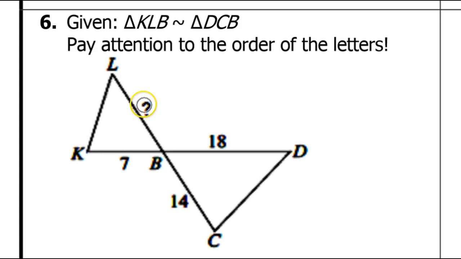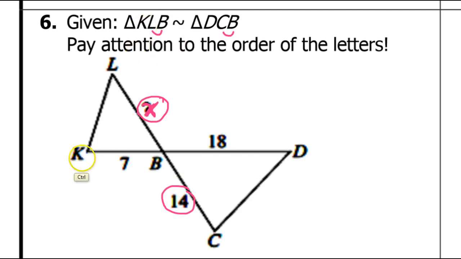Okay, so we are supposed to find the value of this question mark, which I'm going to rename as x, if I may. Okay, and we have the hint: pay attention to the order of the letters. We need to know which sides are corresponding. So let's see. X is the length of LB. So here's LB, and that corresponds to CB. So LB corresponds to CB.